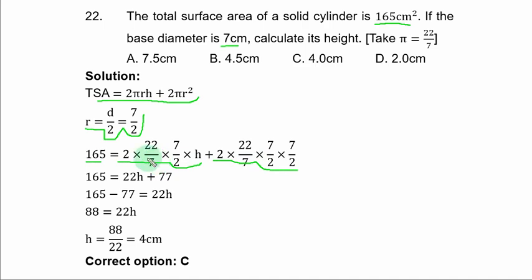From here, we can clear some terms. 2, we remove 2. You have 7, cancel 7. You are left with 22h. Then from here, 7, we cancel 7. Now, 2, we remove 2. You divide 22 by 2, you have 11. 11 times 7 is 77. Collect like terms, you have 165 minus 77 equal to 22h. You have 88 equal to 22h. To get h, divide both sides by 22 and you have h equal to 88 over 22, and that is 4 centimeters. C is the correct option.